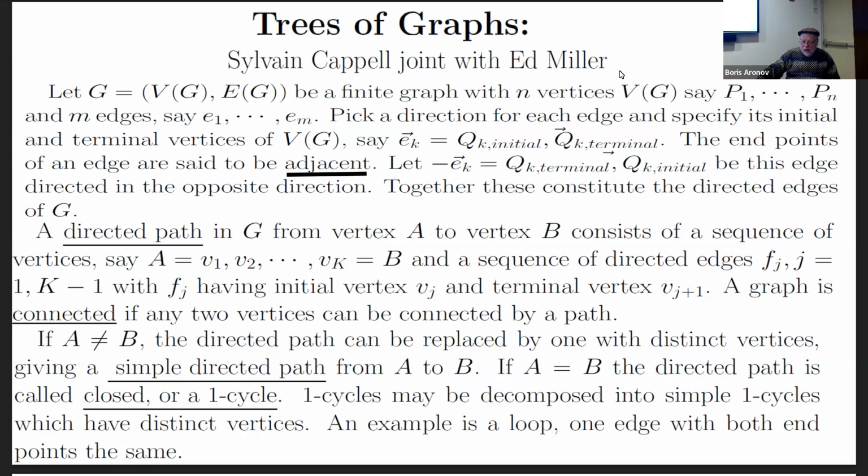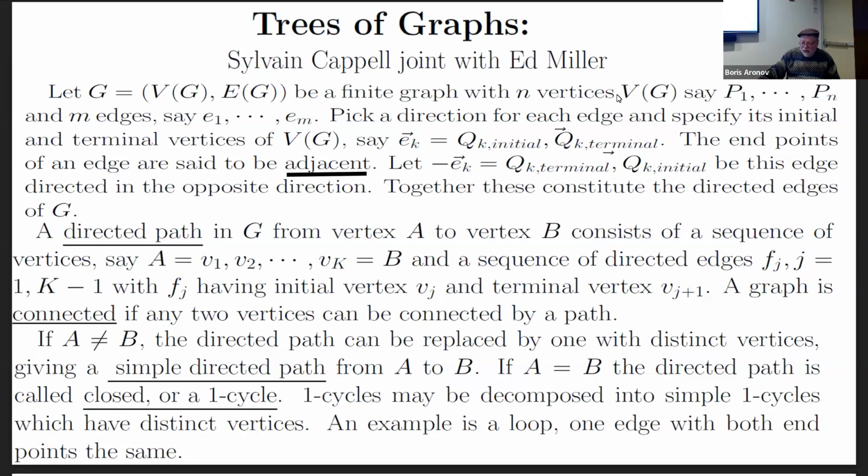And then a directed path in G from a vertex A to a vertex B consists of a sequence of these vertices with a sequence of directed edges connecting between them, okay? And a graph is connected if any two vertices can be connected by a path. Now, a directed path can always be replaced by one with distinct vertices, giving a simple directed path from A to B, so that you don't cross through it many times and so on.